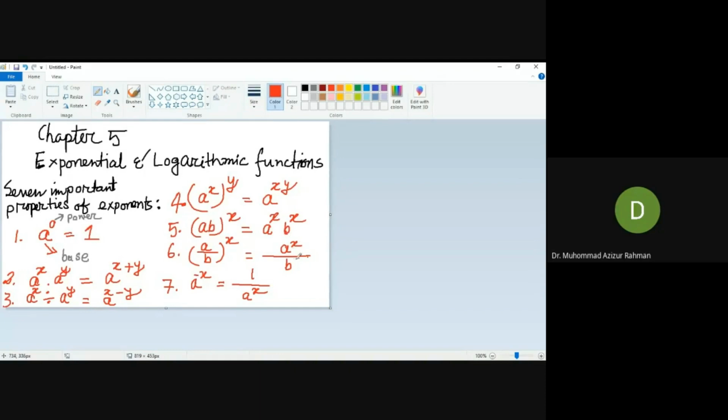X, same thing. Use a by b to the power x means a^x divided by b^x.